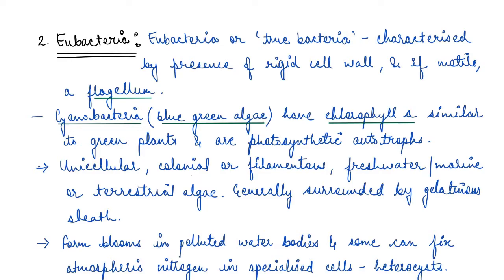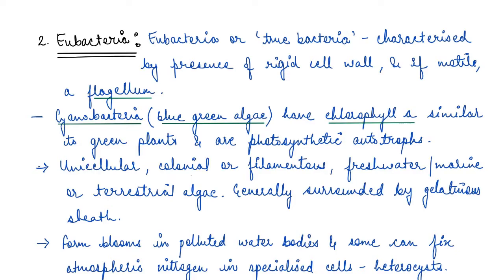Okay, so they have different kinds of bacteria. One being cyanobacteria, which is also known as blue-green algae, and they have chlorophyll A, which is similar to green plants, and they are photosynthetic autotrophs, so they can prepare their own food. Now what are the characteristic features of eubacteria? They are unicellular, colonial or filamentous, freshwater and marine both. They can be found as terrestrial algae. They are generally surrounded by a gelatinous sheath. So please remember all these points.